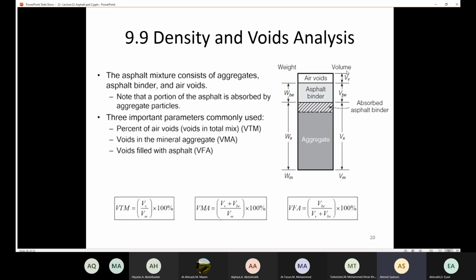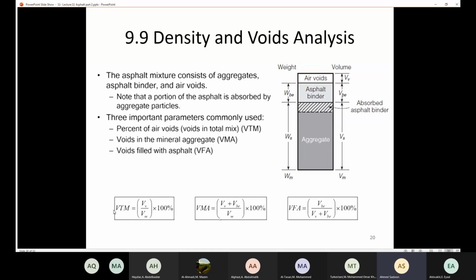Okay, if I'm going to sum all of this, I'm going to have the V sub M, the volume of the mixture, the total volume. If I'm going to add this one plus that one, I'm going to have W sub M, the weight of the mixture. So the asphalt mixture consists of, of course, aggregate, asphalt binder, and air voids, like you can see here. Note that a portion of the asphalt is absorbed by the aggregate particles. So this one here is going to be absorbed by the aggregate particle.